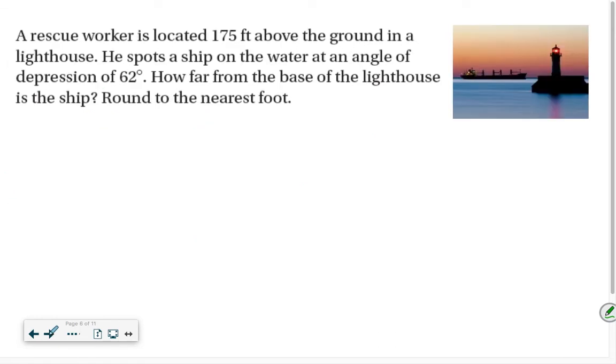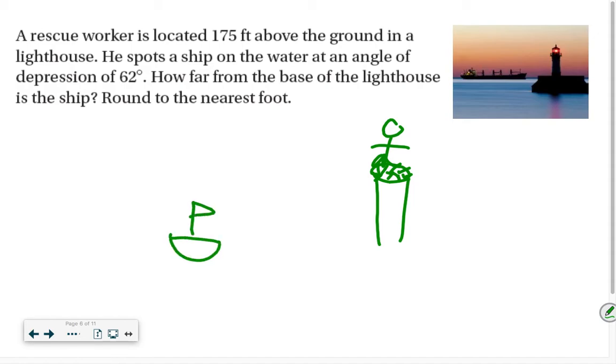A rescue worker is located 175 feet above the ground in a lighthouse. This is my lighthouse that's shining with light. And then here's the rescue worker who's on top. It's a lighthouse, and it's my rescue worker. He spots a ship. Ship. I almost swore there for a second.